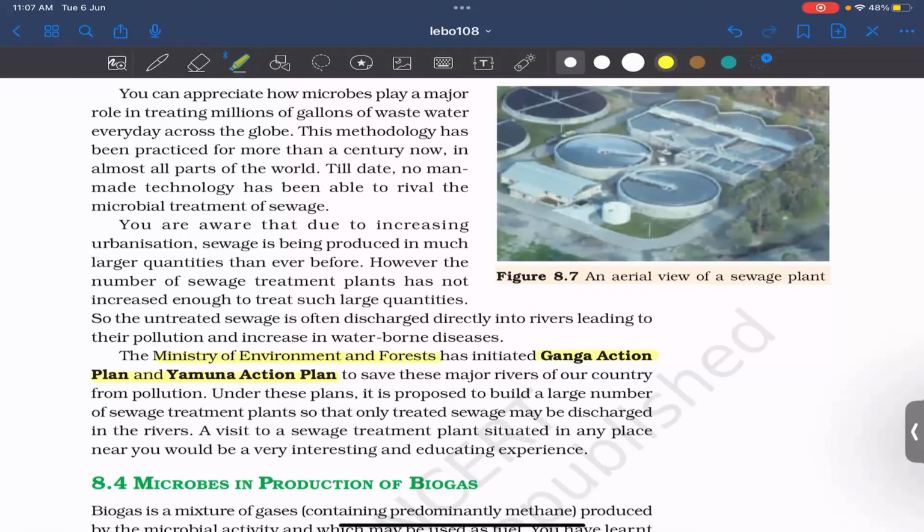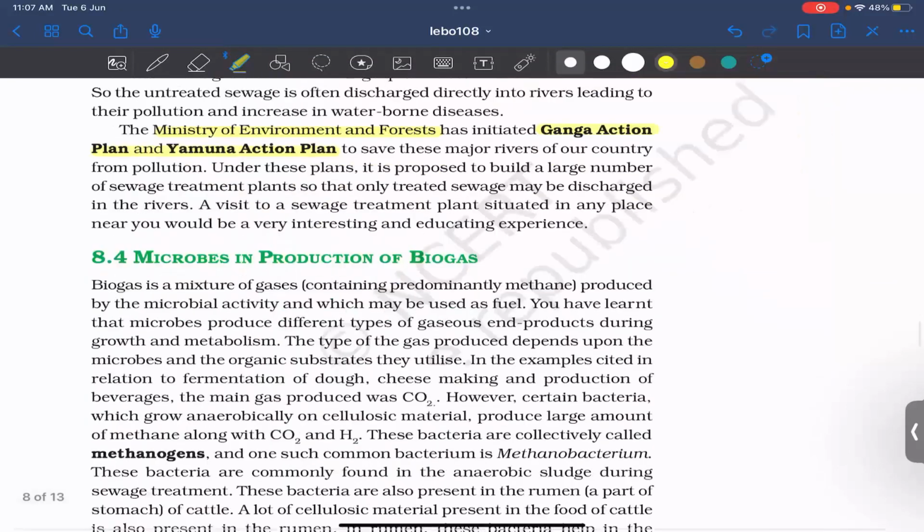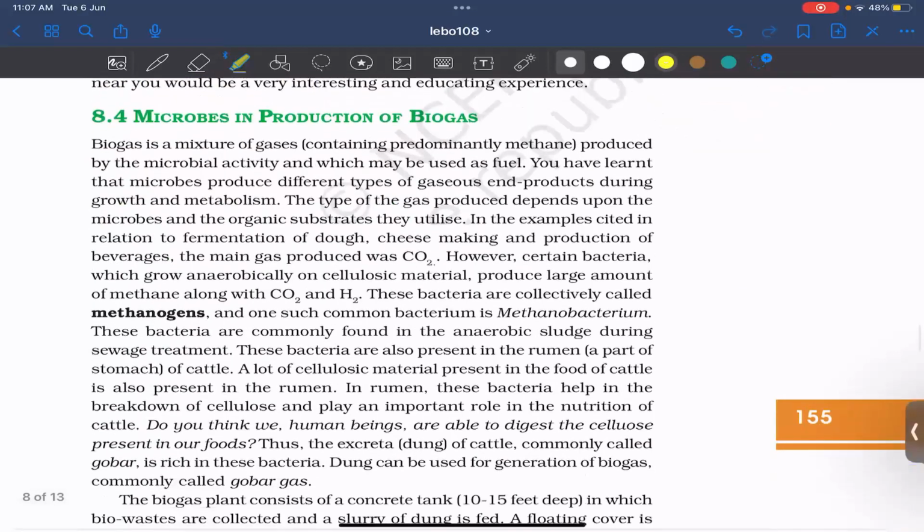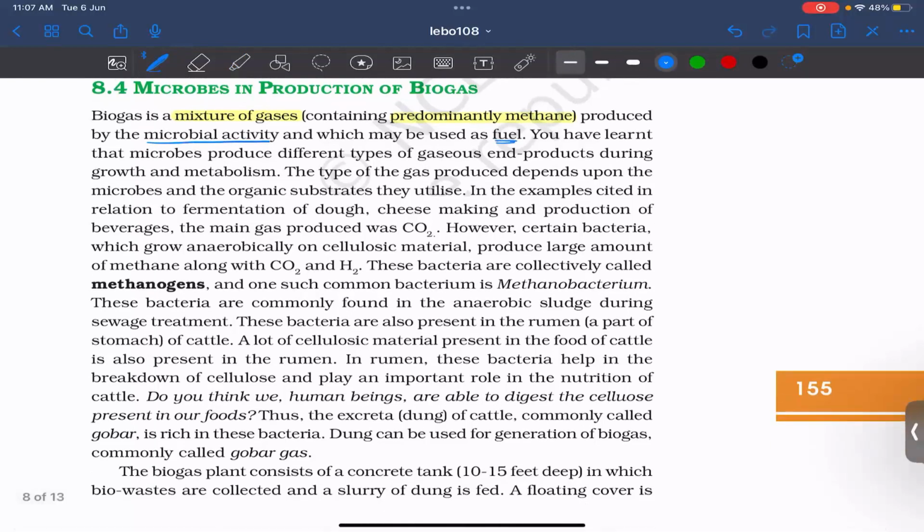Now let's move forward. The microbes in the production of biogas. So biogas is a mixture of gases, but predominantly it contains methane, and it is produced by microbial activity as a fuel. Here what you need to focus on is that the type of gas produced depends on the type of organism and the substrates. So there are two factors: microbes and the substrates.